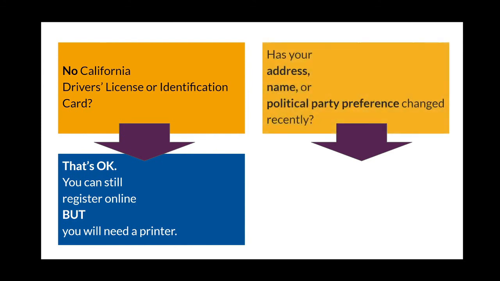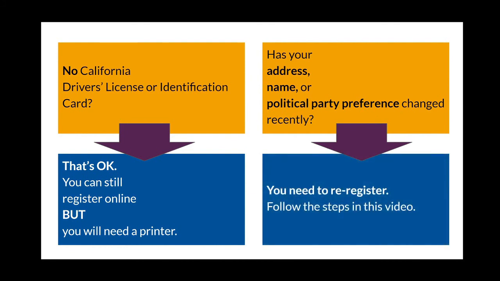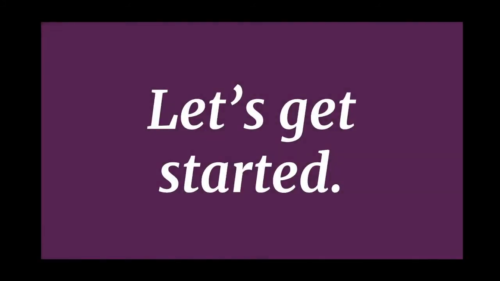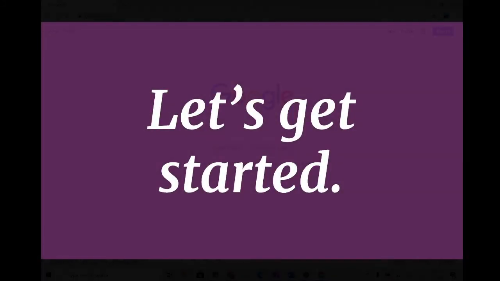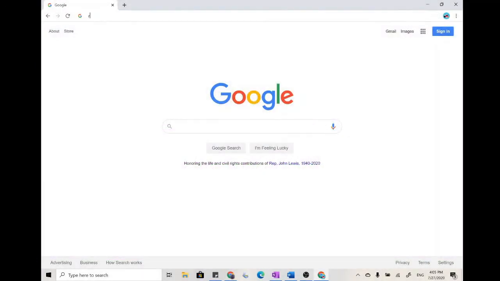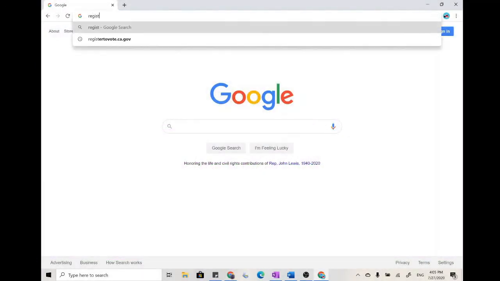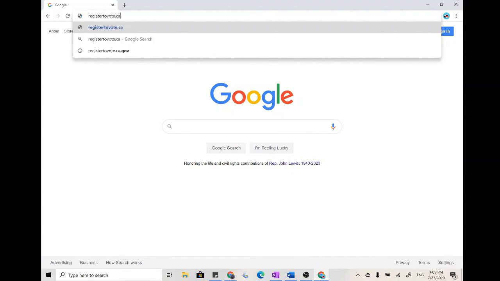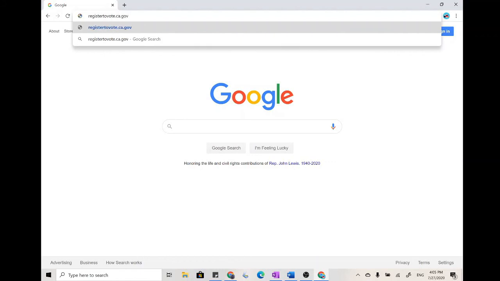Note that if your name, address, or political party preference has changed recently, you will need to re-register to vote, and you should follow the instructions in this video. Start by navigating to the voter registration page on the Secretary of State website by entering registertovote.ca.gov in the search bar of your web browser.